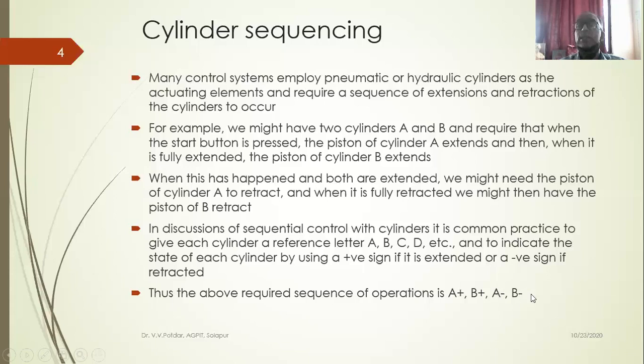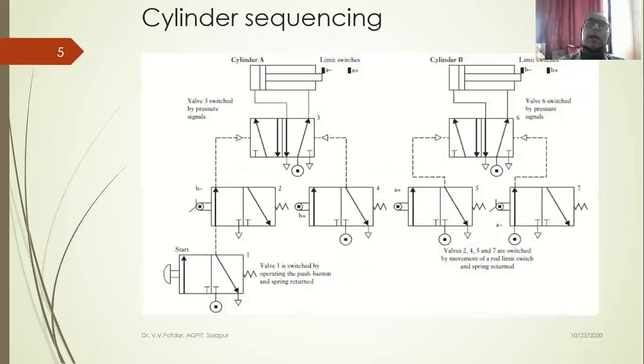So I have two cylinders. A plus is extension of the cylinder A piston rod and A minus is retraction of the cylinder A piston rod. B plus is extension of the piston rod of the second cylinder, and B minus is retraction of that second cylinder. This is how I have the representation of two cylinders. Now, cylinder sequencing, just be attentive a bit.